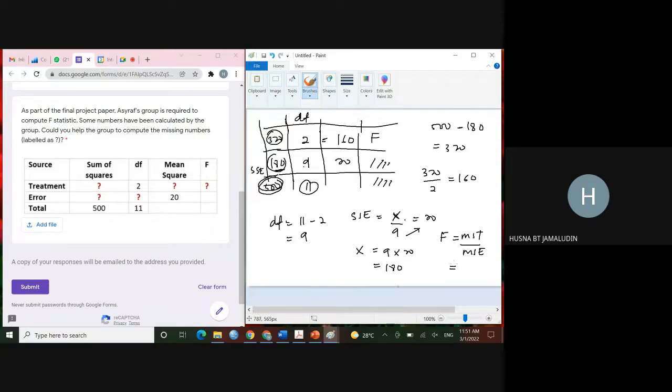So what is the value for MST? This is supposed to be mean square. So this is T, mean square treatment. This is E, mean square error. So what is the value for MST? 160. 160 divided by 20. So you should get the value of F. What is it? 8. Okay, that is your F.